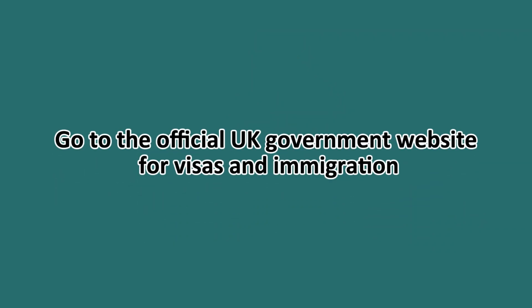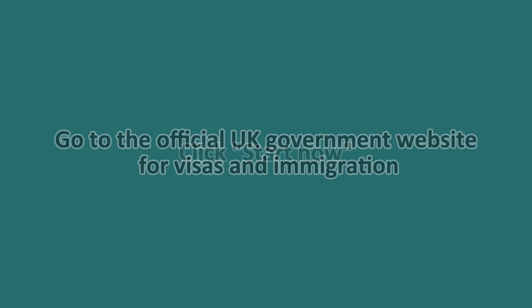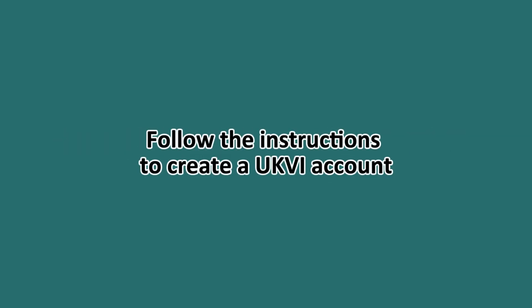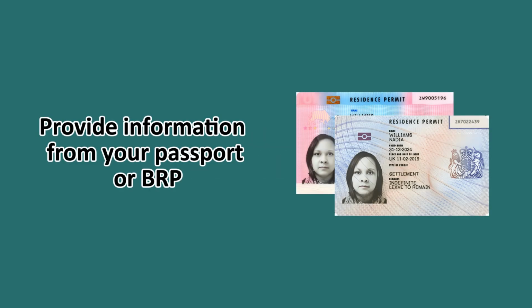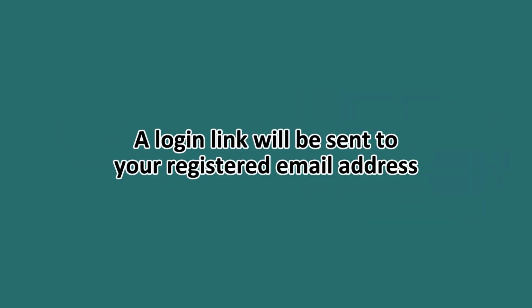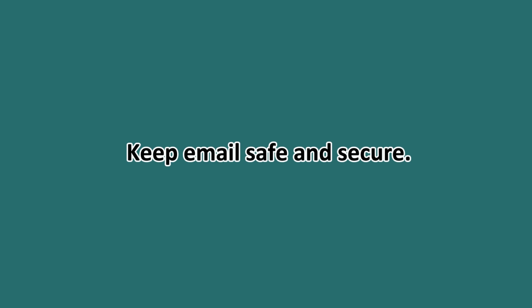Go to the official UK government website for visas and immigration. The link to this will be in the description of this video. Now click on Start Now and follow the instructions to create a UKVI account. You'll need to provide information from your passport or BRP. You'll also receive an email with a link to sign back into your account. So make sure to keep this email safe.